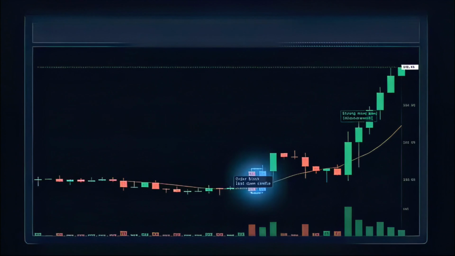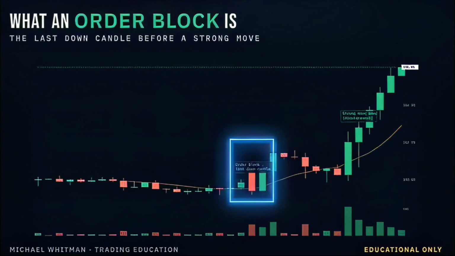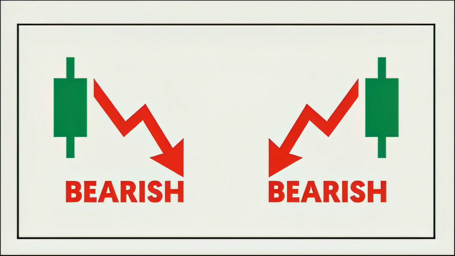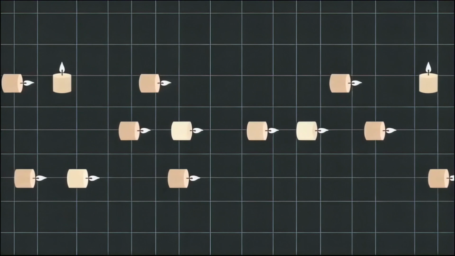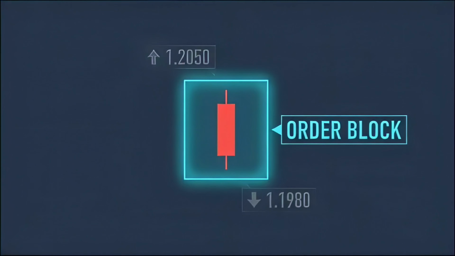An order block is the last opposing candle before a strong, decisive move in the other direction. In plain English, before price rockets upward, there is almost always one final down candle, one last moment of selling, right before the launch. That last down candle is a bullish order block, and before price collapses, there is one last up candle before the drop. That one is bearish. Picture it. Price is drifting sideways, quiet, nothing happening. Then a small red candle, and immediately after it, price explodes upward, big green candles one after another, running away from that spot. That last red candle is your order block.